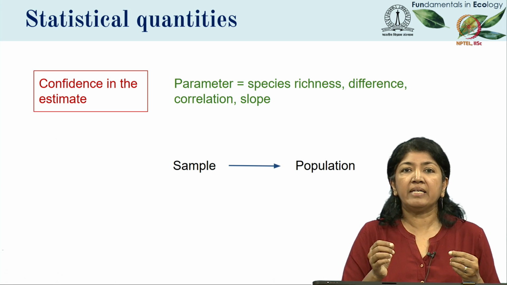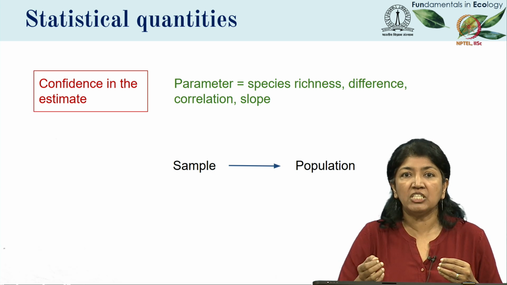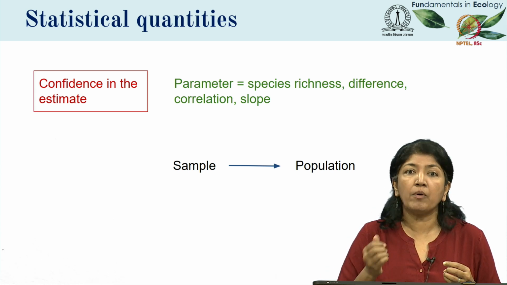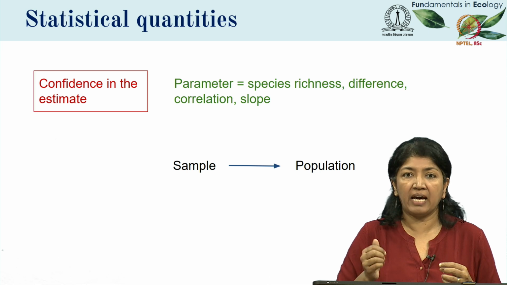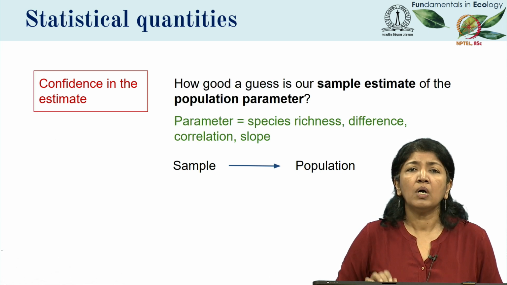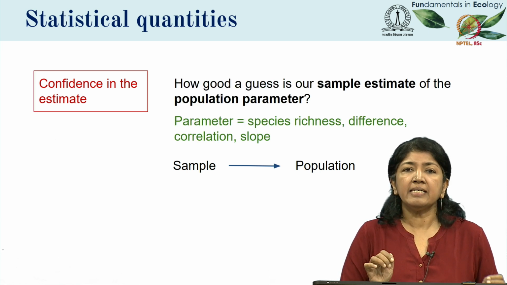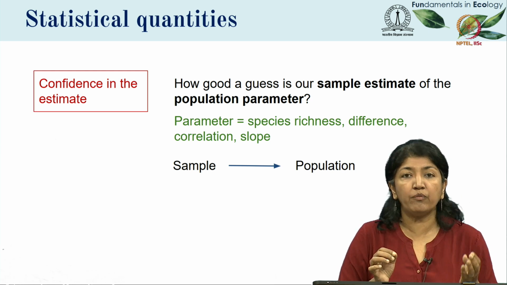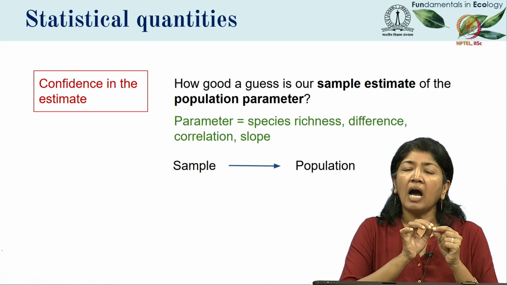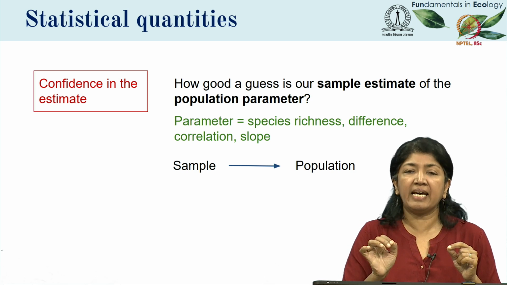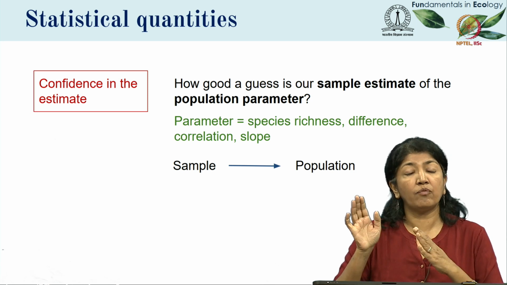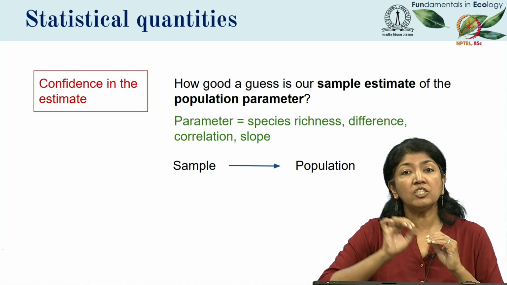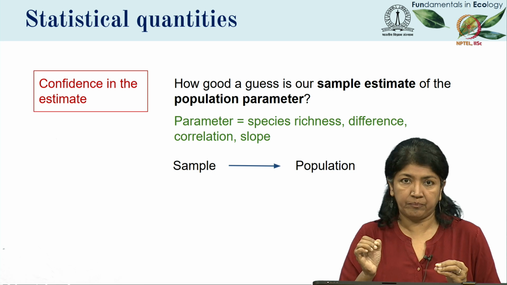So, here the population parameter would be the species richness, or difference in species richness, or slope of species richness with patch area and so on. What we would like to know is, when we calculate our sample estimate, say the estimated difference in species richness, how close is it? How good a guess is the sample estimate of the population parameter, the true value which is not known, which we are trying to get at?